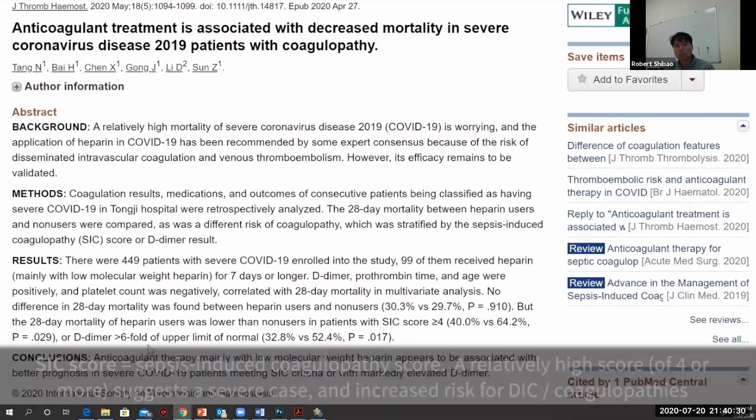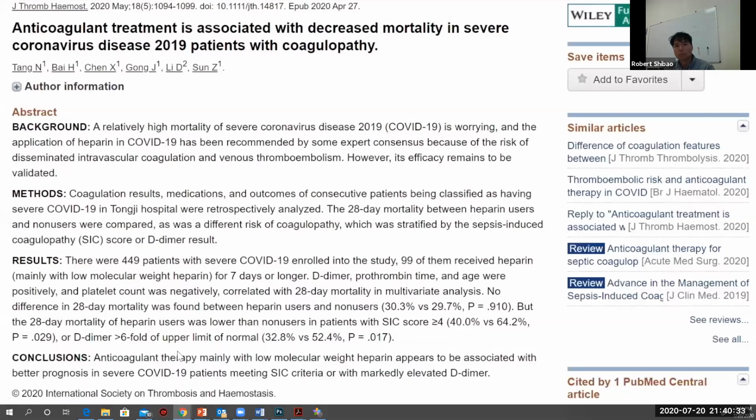They did notice that there was a statistically significant improvement in patients who were on anticoagulation, with p-values of 0.029 and 0.017. And so their conclusion was that anticoagulant therapy, mainly with low molecular weight heparin, appears to be associated with better prognosis in severe COVID-19 patients meeting SIC criteria or with a markedly elevated D-dimer. Now remember what the D-dimer is. A D-dimer is a marker in the blood that shows that coagulation and breakdown is occurring.